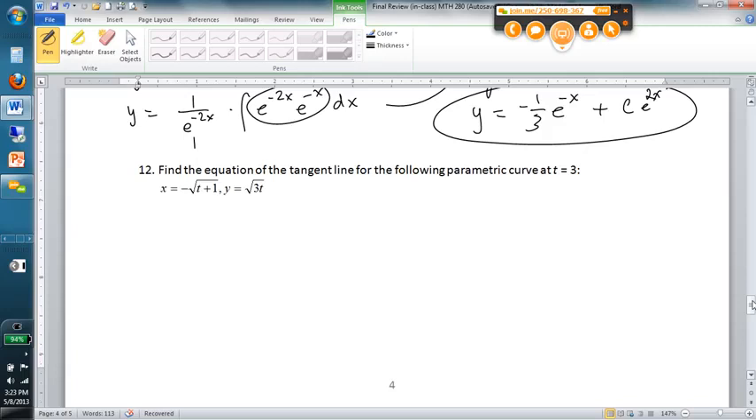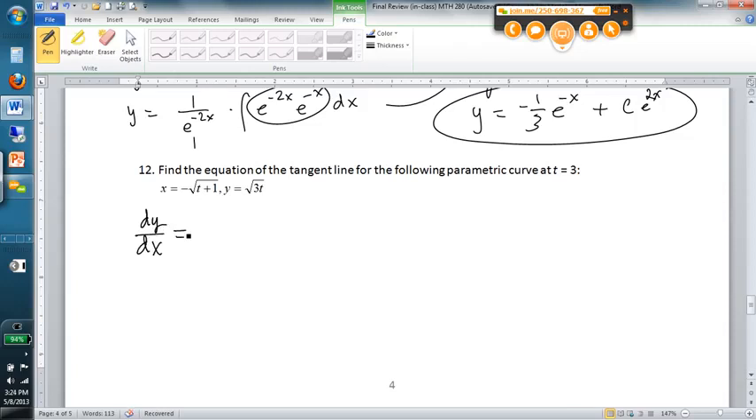This one, though, I think it's on the objective sheet, so I'm probably sure we've got one like this or similar to it. Find the equation of the tangent line for a parametric curve at t equals 3. Well, to find the equation of a tangent line, I need the derivative, dy dx. How do I do dy dx for a parametric? Remember?